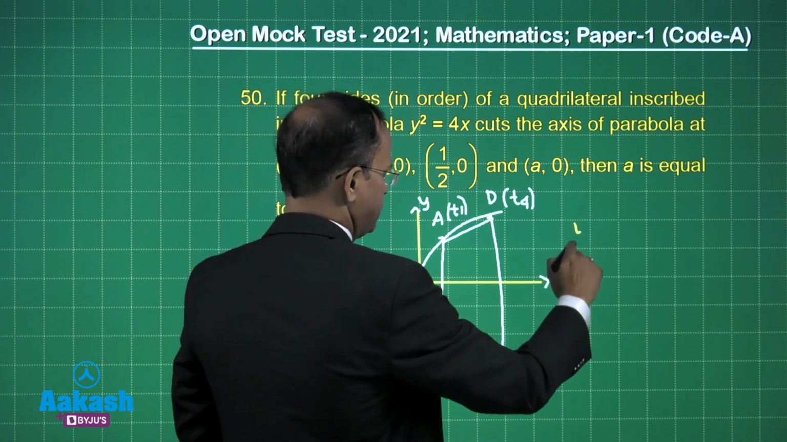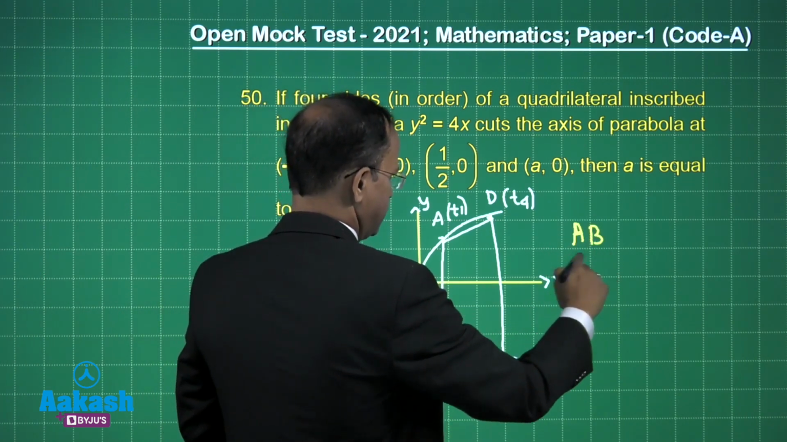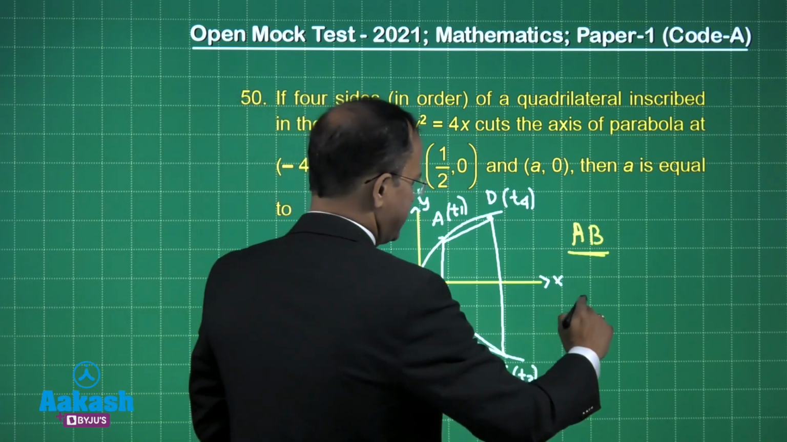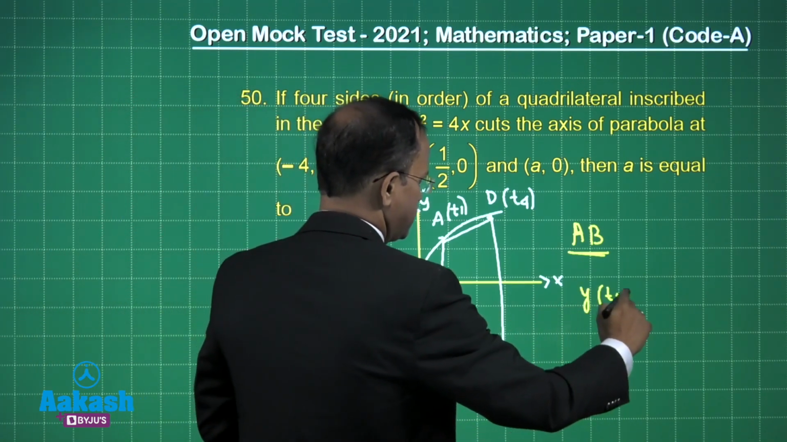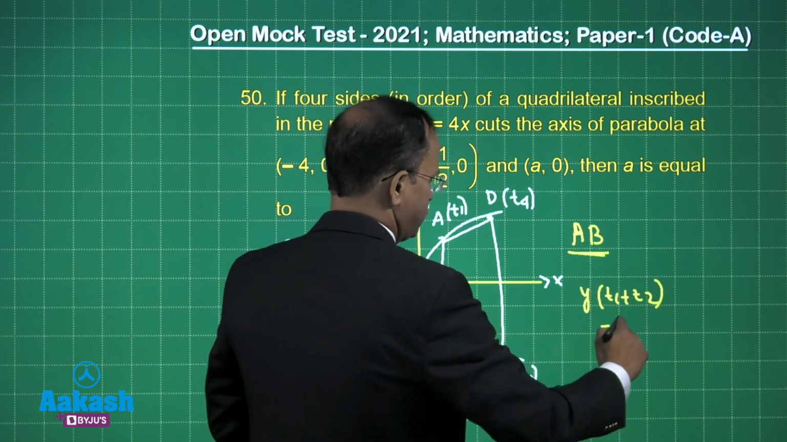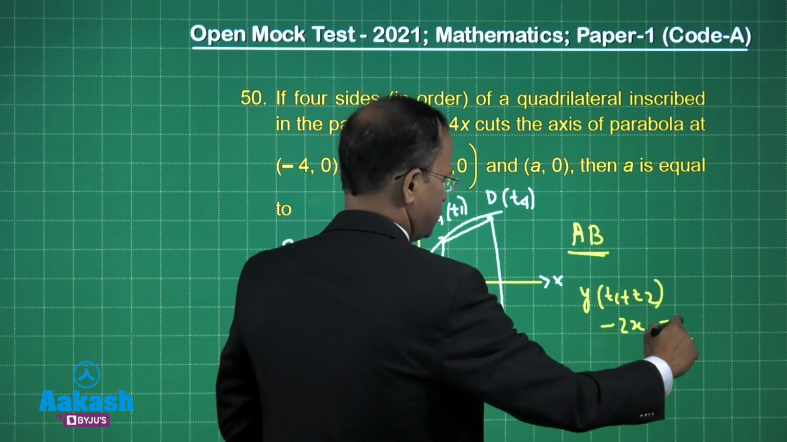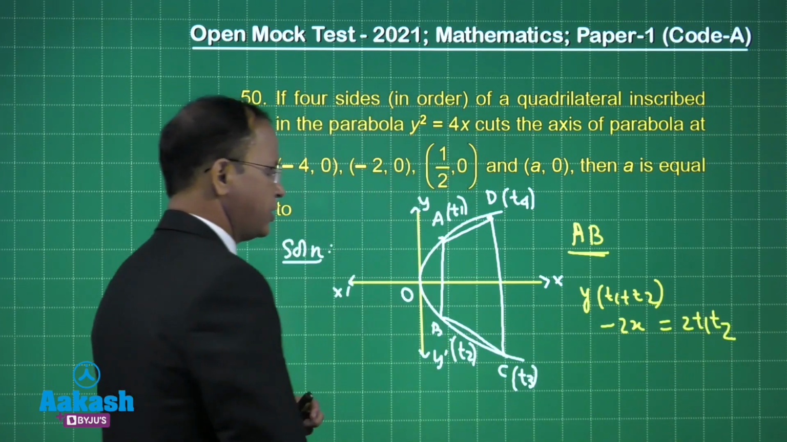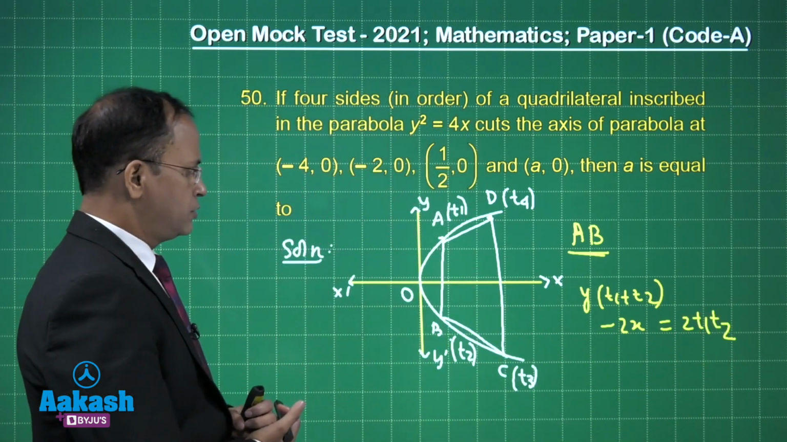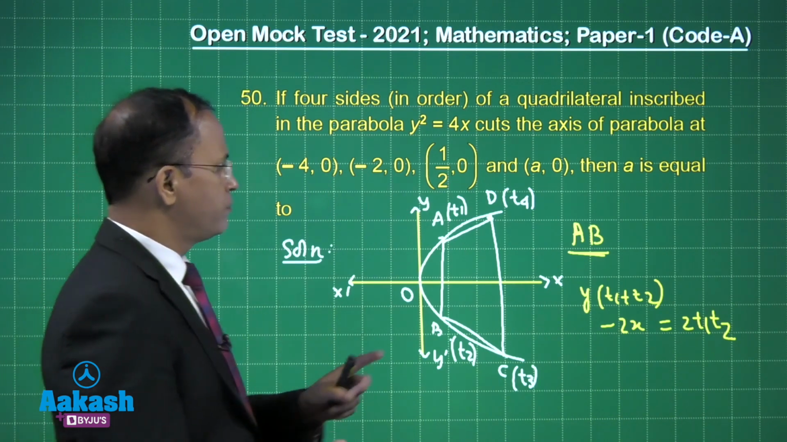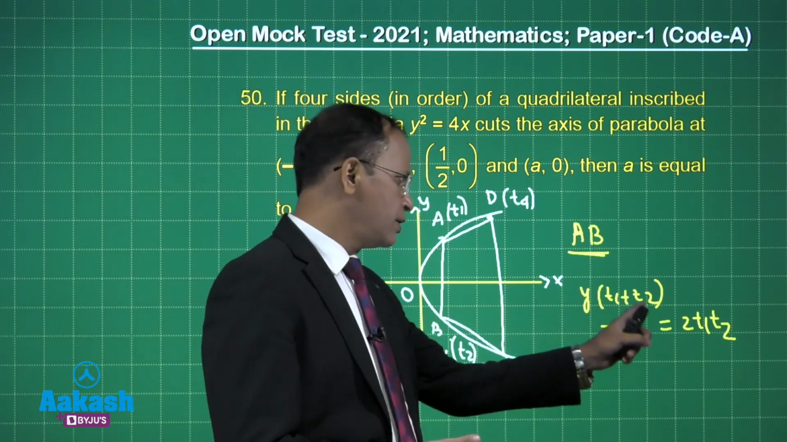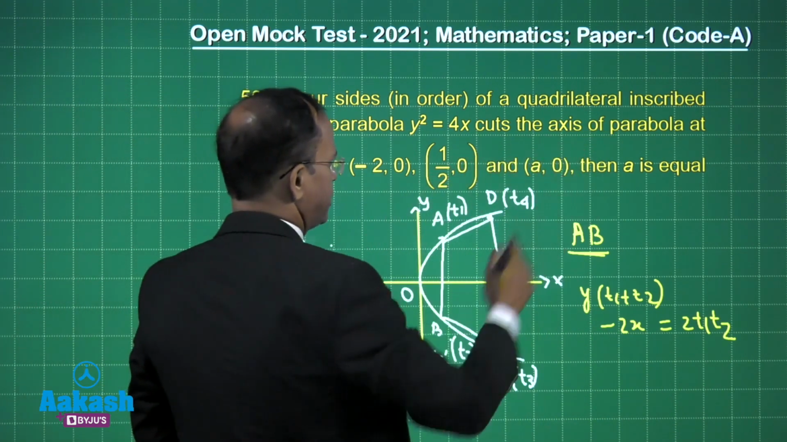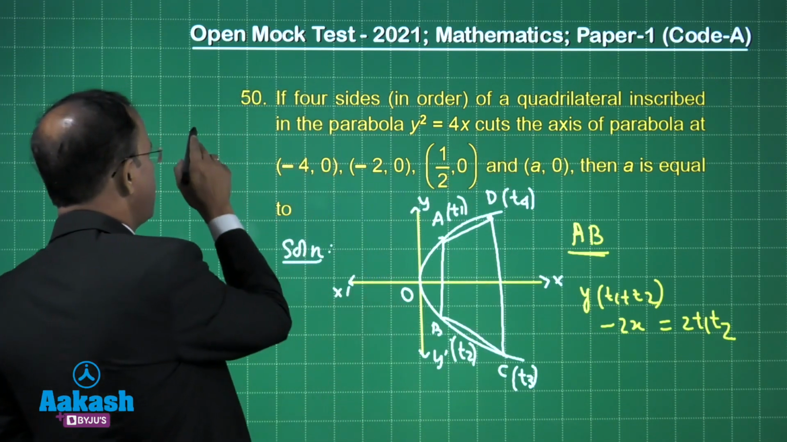If we talk about the equation of AB, what is the equation of AB? The equation of AB is going to be y(t1 + t2) − 2x = 2t1t2. This is what you have, got it? Now, this line AB will cut the axis of the parabola. So, what is the axis of the parabola?